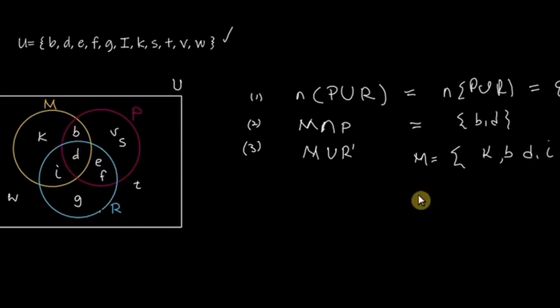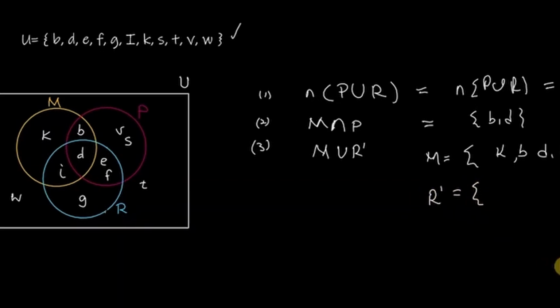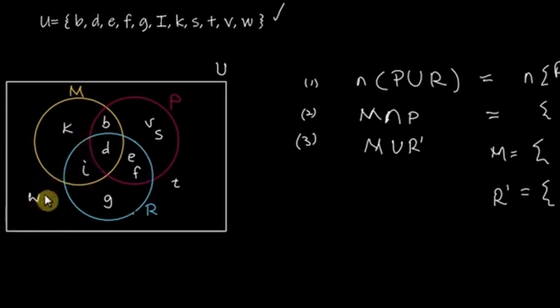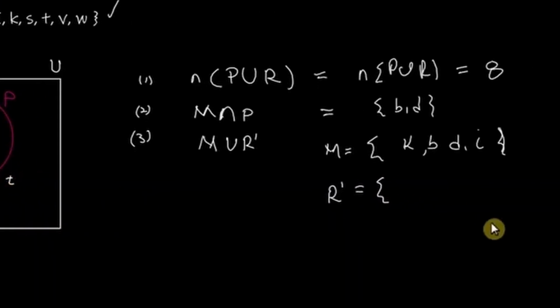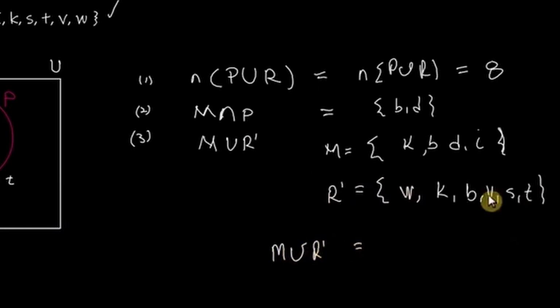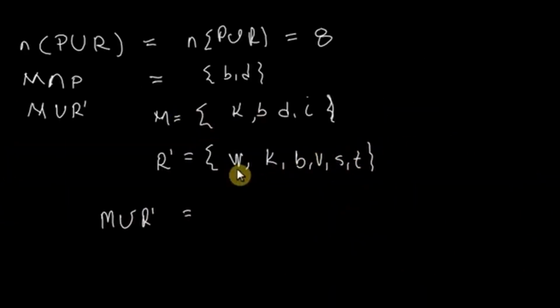And the complement of R, how do you want to think about this? It is everything that is outside of R. If we take from left to right, we have W, K, B, V, S, and T. So let's write that down. So now we're looking for the union, M union R complement, which would mean everything included in both R complement and M.